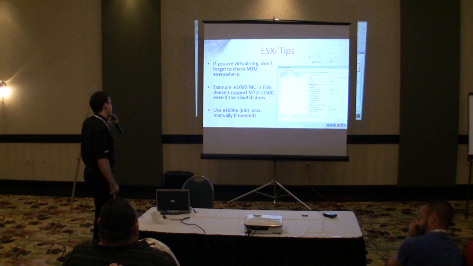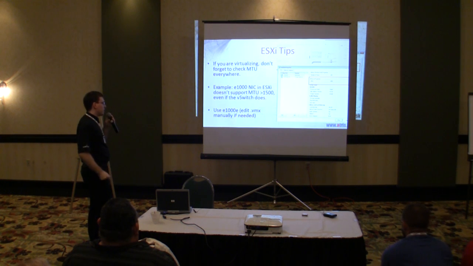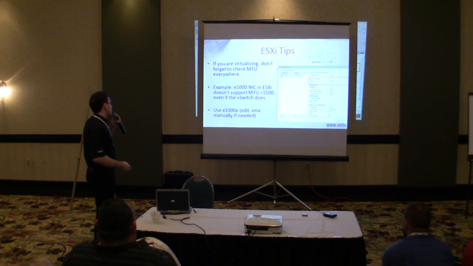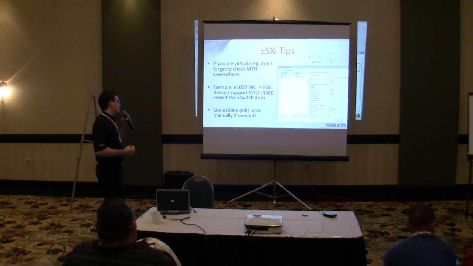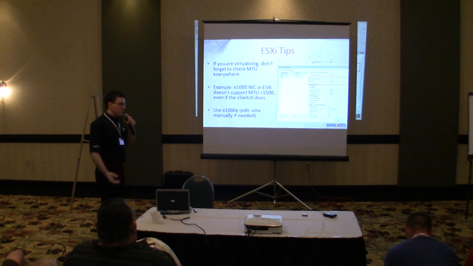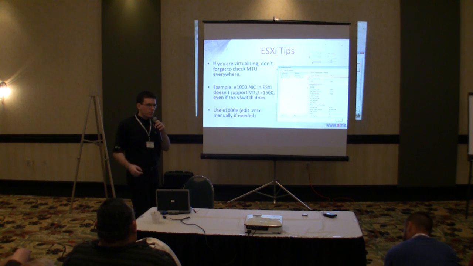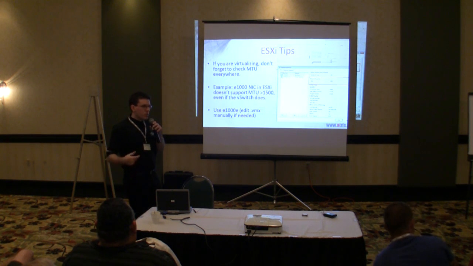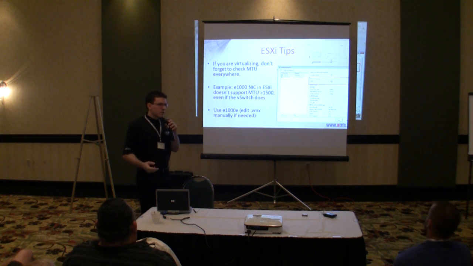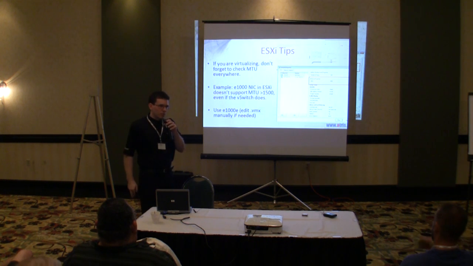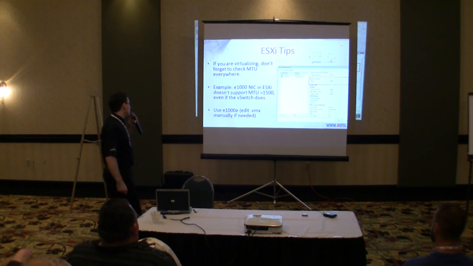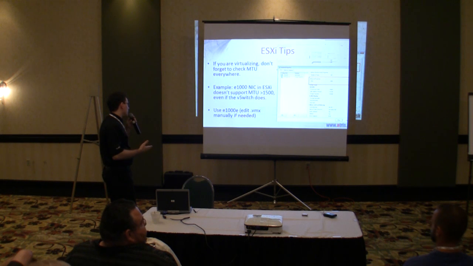Well, the E1000 network card in ESXi doesn't support MTU over 1500, even if the vSwitch does. This is actually because the E1000 virtual NIC doesn't report its max L2 MTU, like we were discussing before, to RouterOS. So what you actually have to do is use E1000E.